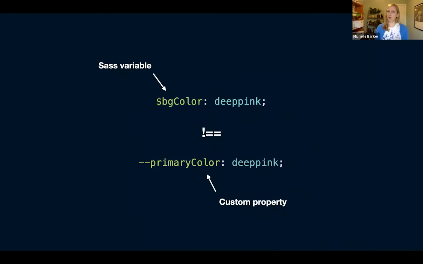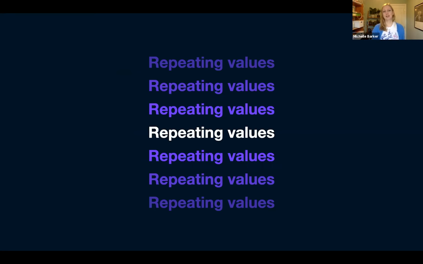The browser will never know what is and isn't a variable, but custom properties are computed in the browser, and that has implications for how we can use them. So let's first of all look at a simple use case, and that's repeating values, which is perhaps the most obvious use case for custom properties.